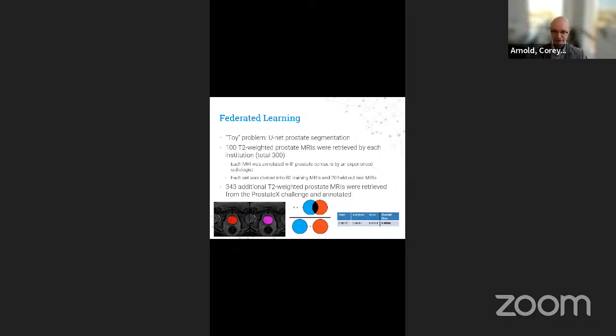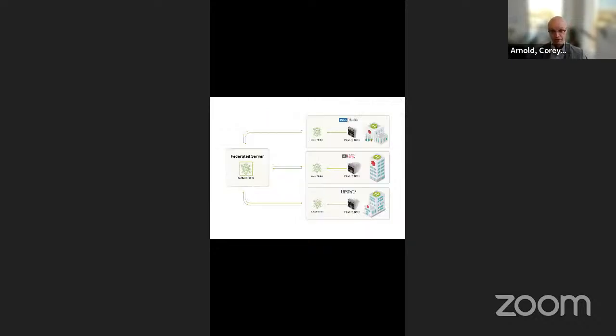You can see this is from a recent paper that showed an overall DICE of 0.9. DICE scores are even higher for this problem, maybe around 0.94. So for those who aren't aware, federated learning, what you do is you actually share your model rather than sharing your data. And so here you can see our 3 sites for UCLA, the NCI, and SUNY Upstate Medical University.